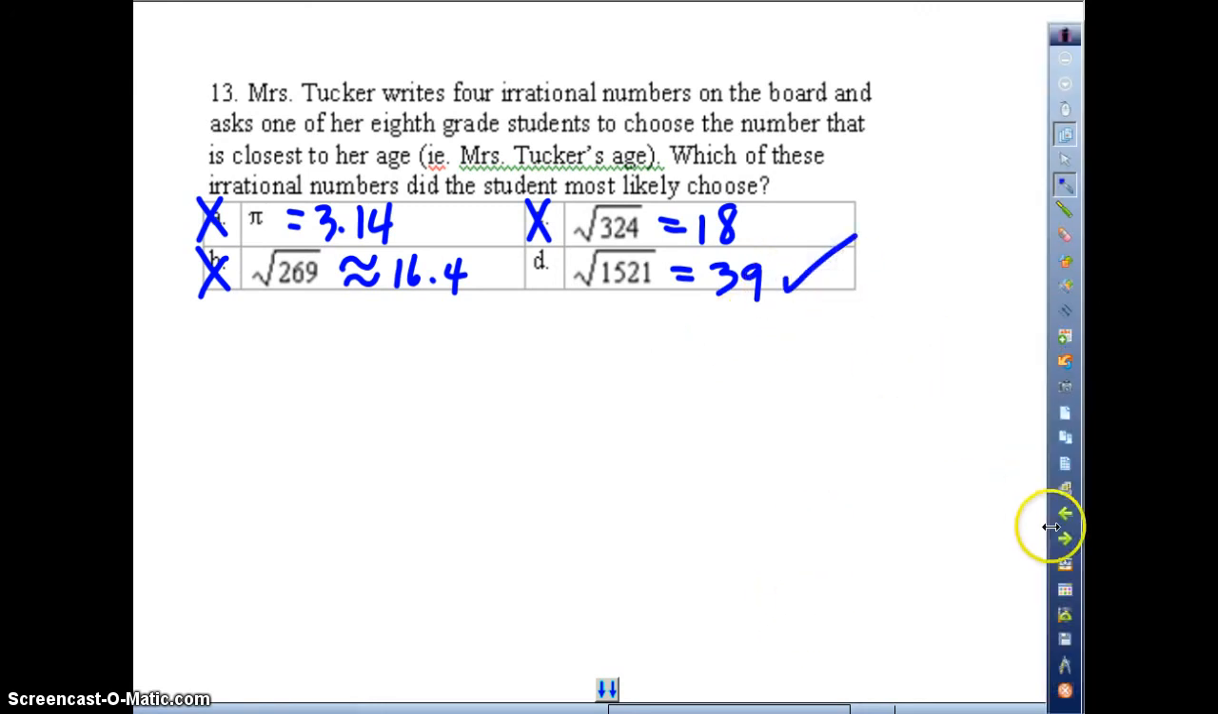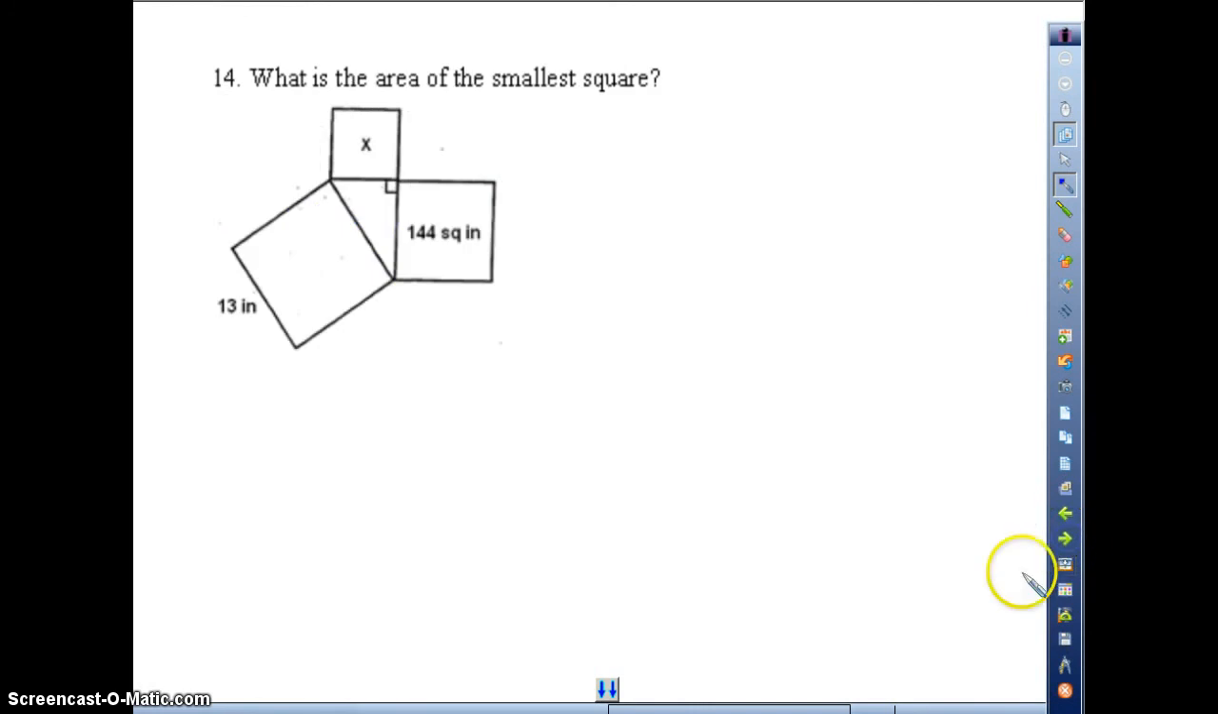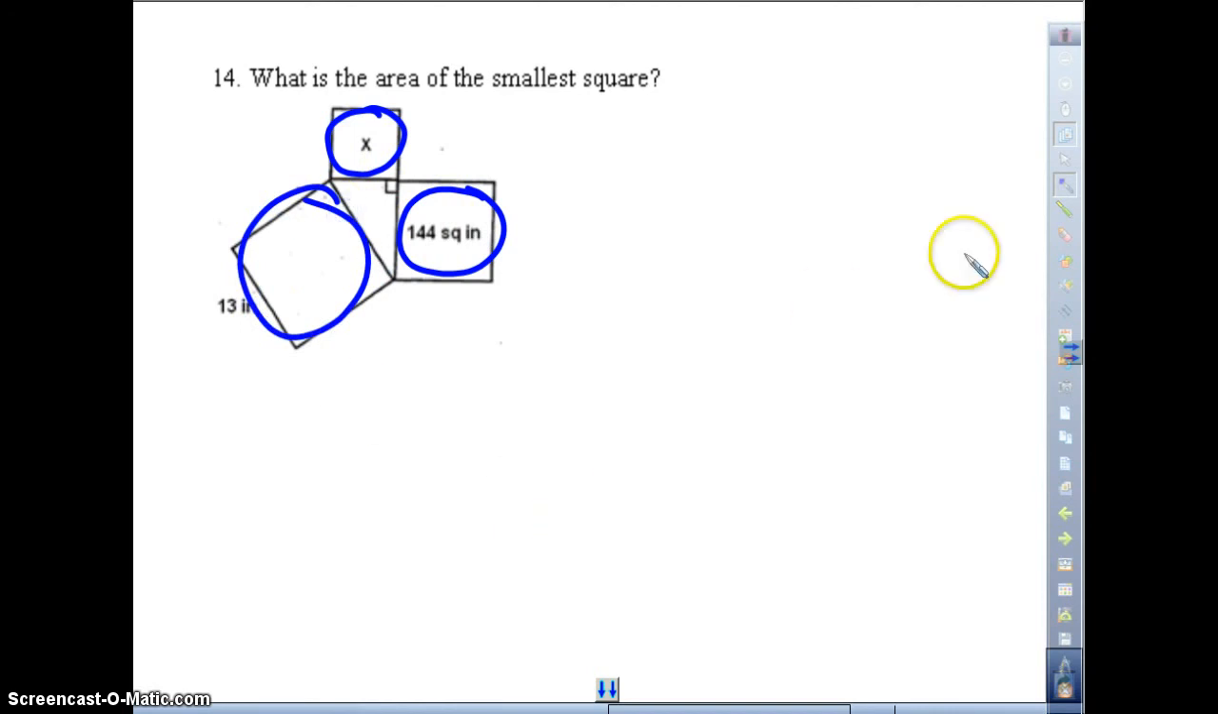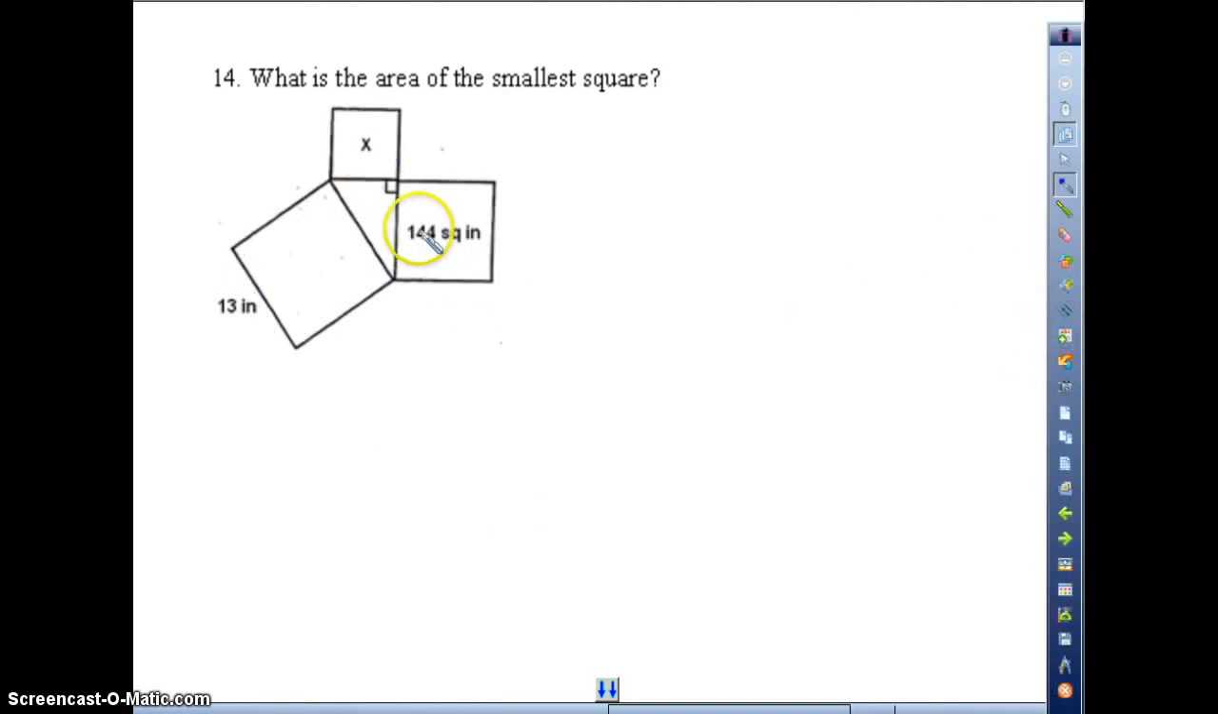Okay. Number 14, what is the area of the smallest square? Well, the area of the smallest square plus the area of the medium square, add those together and you get the area of the biggest square. That's what the Pythagorean theorem says. Look at my units here. I have 144 square inches, or inches squared. This is just 13 inches.